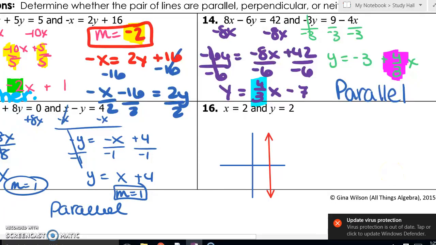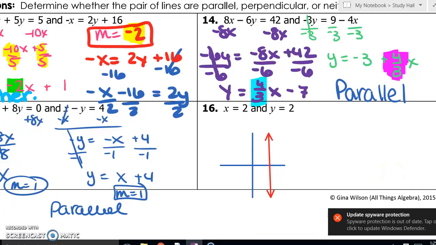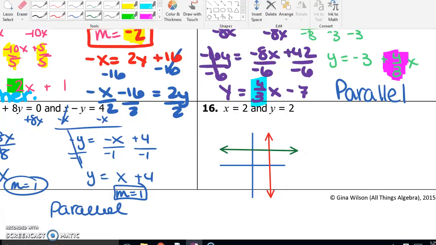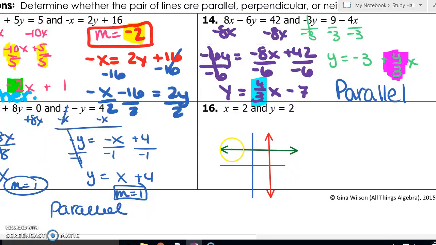What we are concerned about is that it's a vertical line in comparison to y equals 2, which is a horizontal line passing through where y is 2. So the green line has a slope of 0. If you remember, the top of the z makes 0, and the red line has a slope of undefined. And these are technically perpendicular.